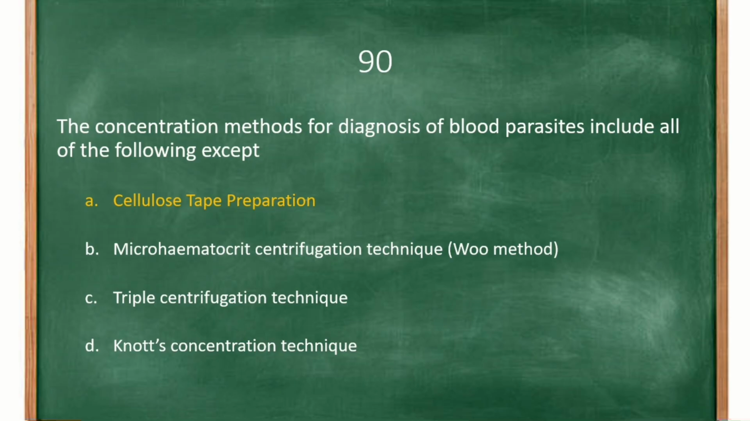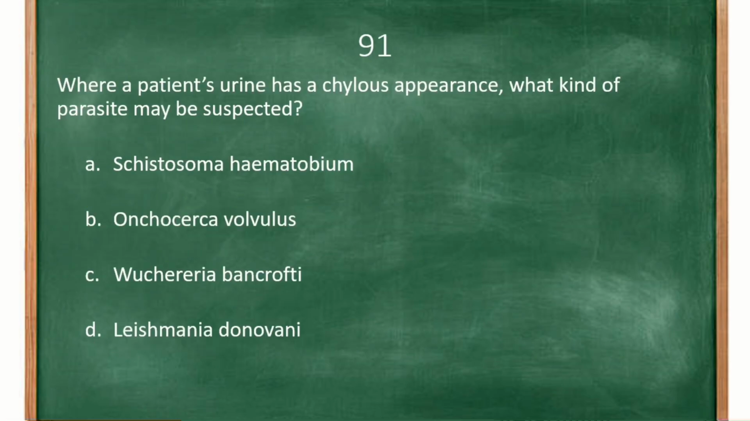But then if you look at the cellulose tape preparation, that's option A, which we are selecting to be our answer here, this method is not used for diagnosing blood parasites. It's typically used for detection of pinworm in the perianal area. So that's what this method is used for. It's for pinworm. So that's our answer for question 90. Then question 91.